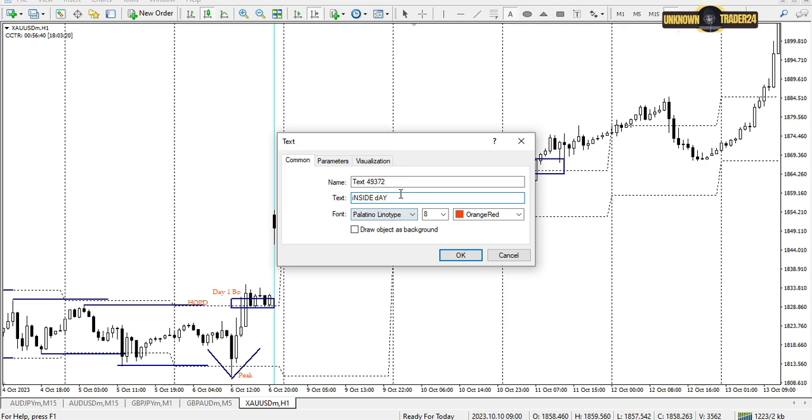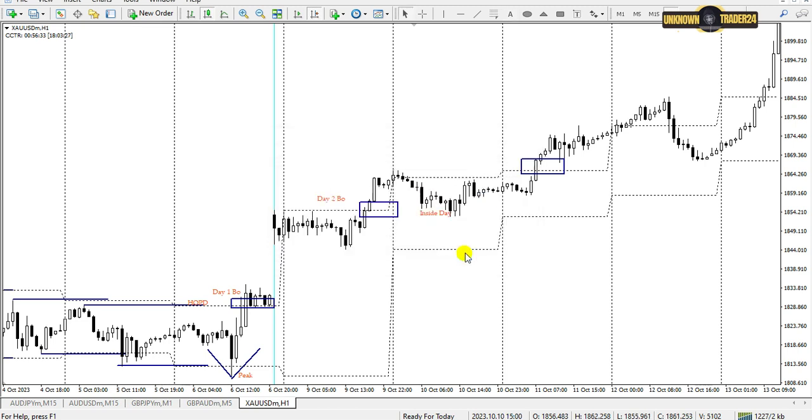Okay, look at my letters. Okay, this is an inside day. Okay, what is an inside day? An inside day is a day that doesn't break the low of the previous day and doesn't break the high of the previous day.